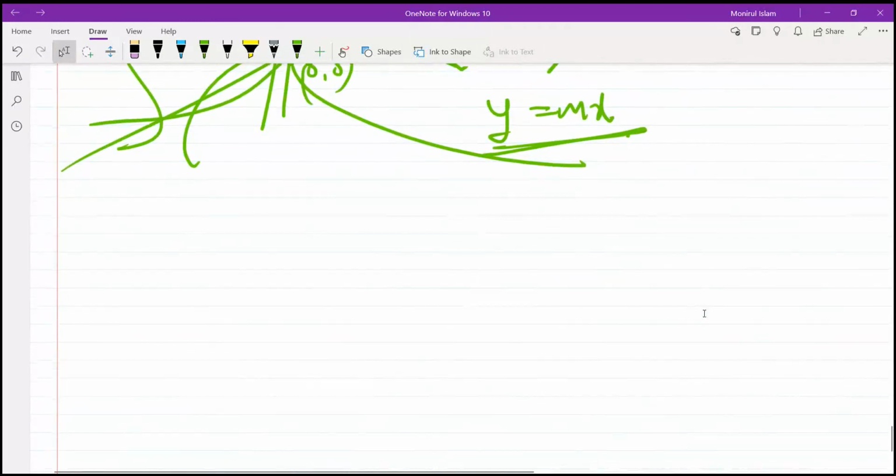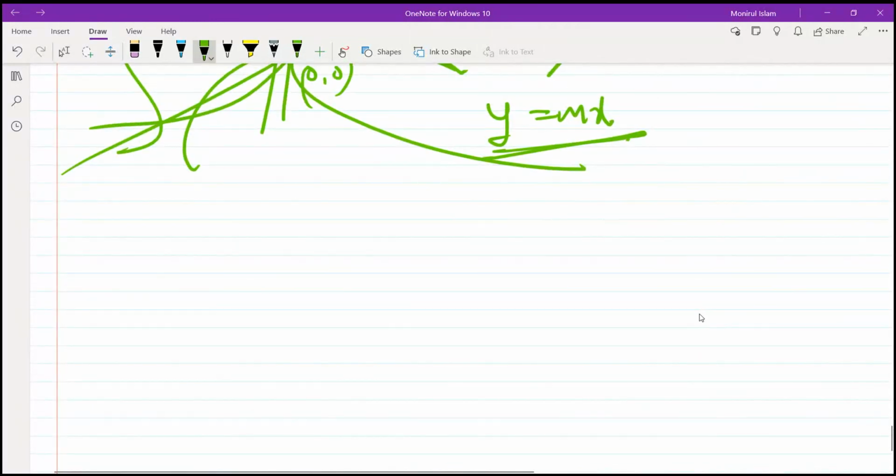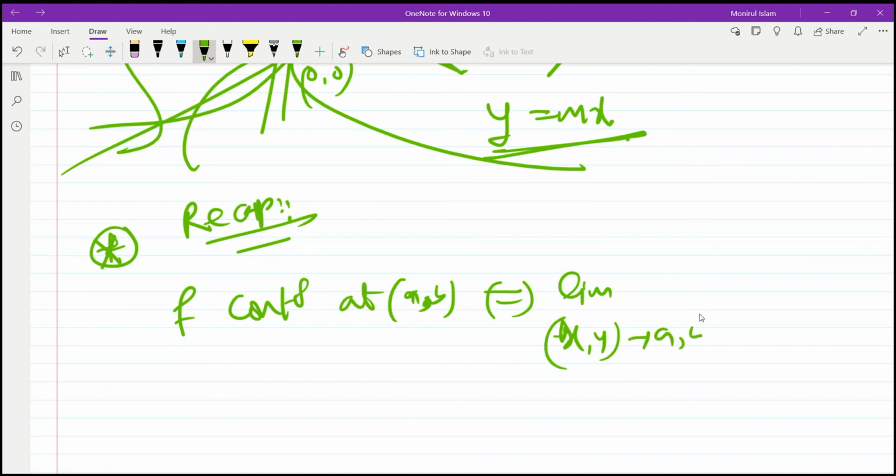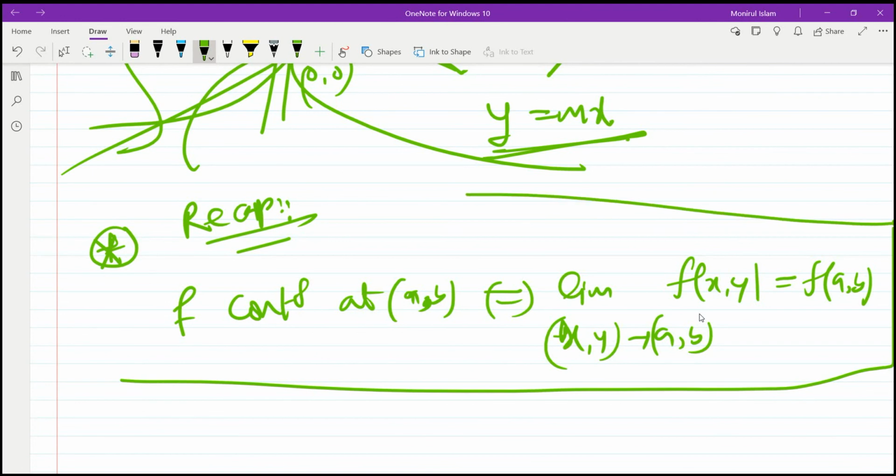Let me recap what I have used. A function is continuous at (a, b) if the limit as (x, y) tends to (a, b) of f(x, y) is f(a, b). This formula is used. If the function is continuous at (a, b), then the limiting value is equal to the function value. This is in option 1.